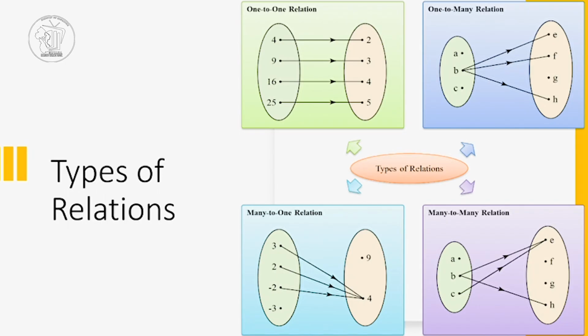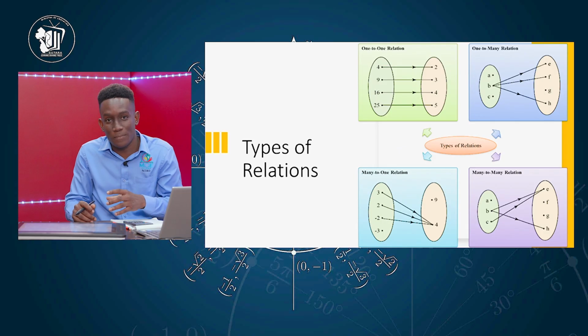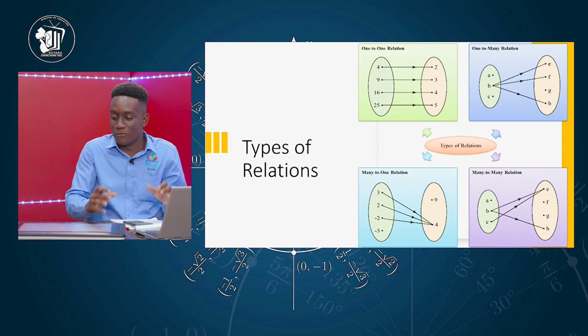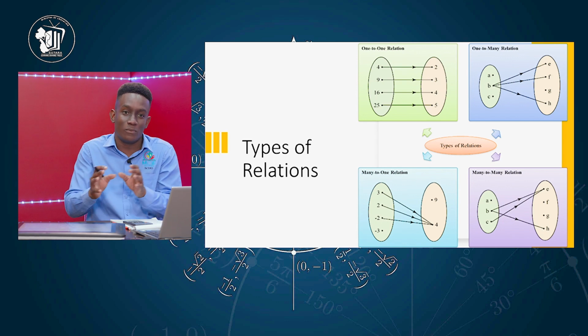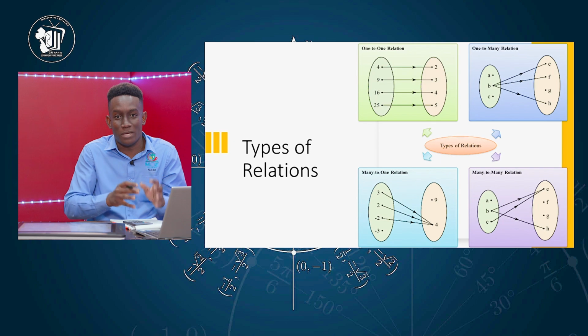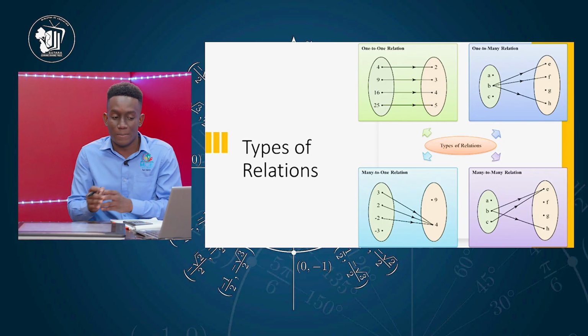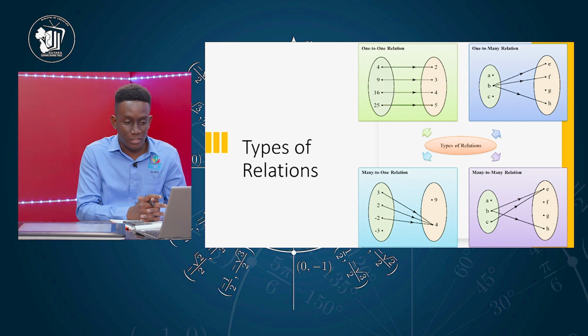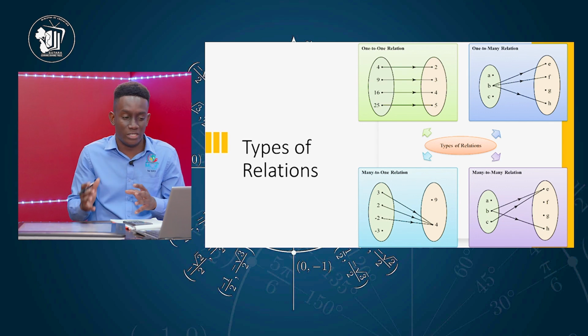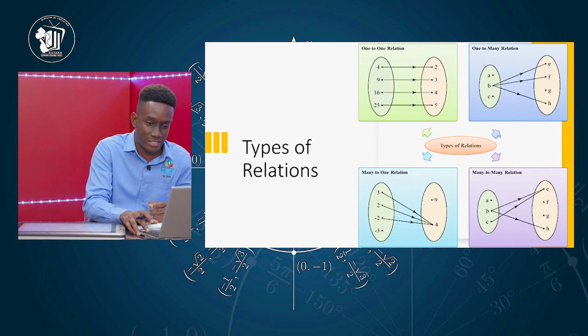Then we have the many to many relation. In this one, we have a combination of the one to many and the many to one. So we have one going to many, and then also in the same arrow diagram, we have many going to one. So in this case, we have B being mapped onto E and H, and also we have B and C being mapped onto E. So we have a combination of one to many and many to one. And that is how we identify different types of relations. So let's look at the next exercise now.